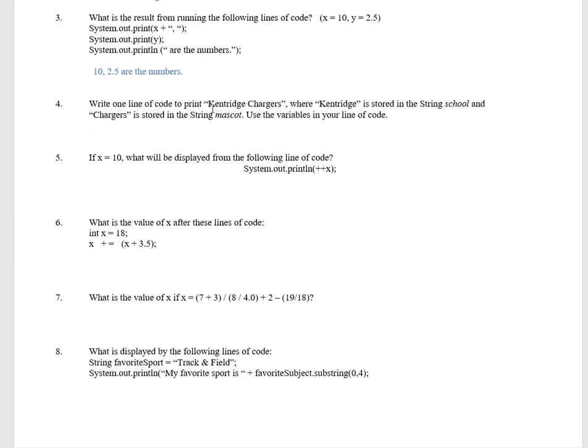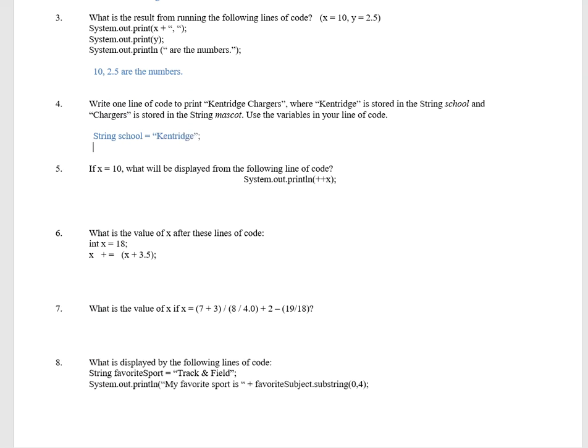Okay, number 4, they're saying that they have a string called school, which is Kentridge, and a string called mascot that has the value of chargers, and one of you wrote that information out. So you wrote string school equals Kentridge. Okay, and that was fine, except you didn't have to do that. That's not what the question said. And then you had a string mascot equals chargers.